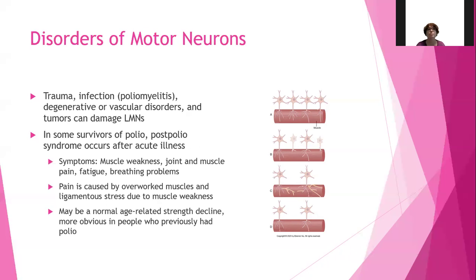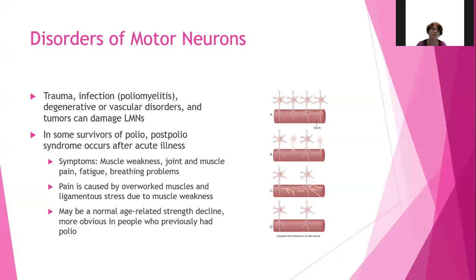In some survivors of polio, post-polio syndrome occurs after the acute illness, because even though the innervation to the muscles gets re-innervated after the acute illness is gone, they don't get re-innervated by as many alpha motor neurons as they had before. So the symptoms are usually muscle weakness, joint and muscle pain, fatigue, and potentially breathing problems if those muscles are involved. Pain is sometimes caused by overworked muscles and ligament distress due to muscle weakness.